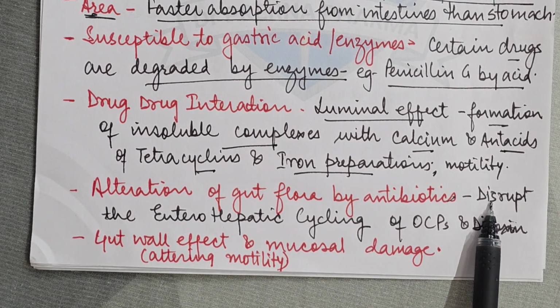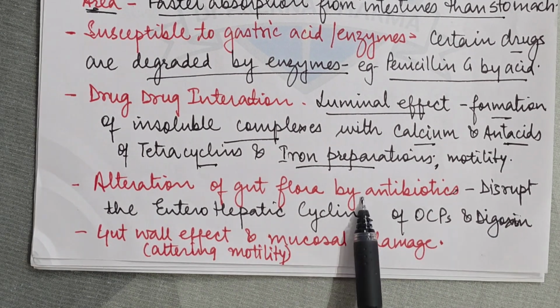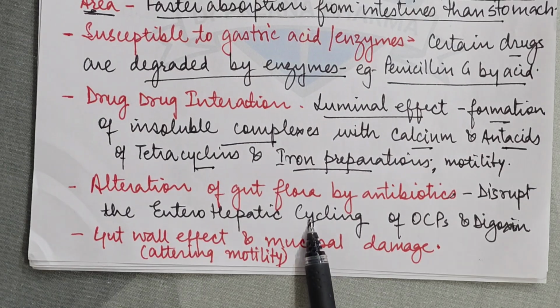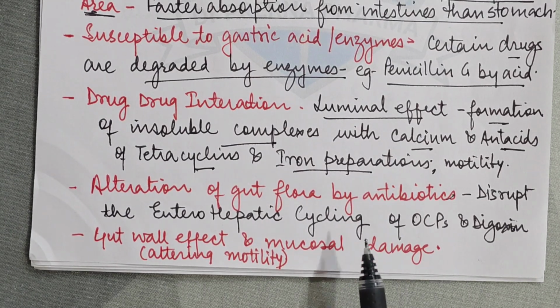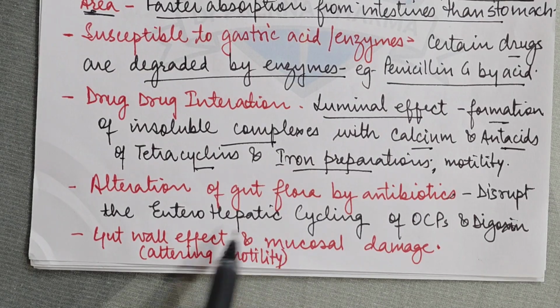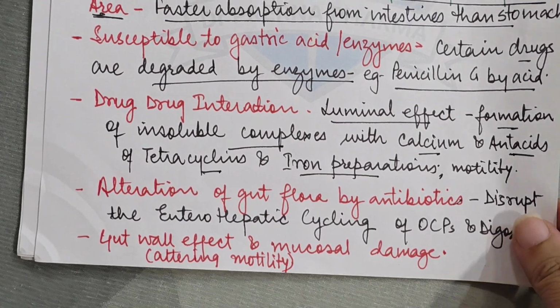So some antibiotics, they disrupt the enterohepatic cycling. By altering the gut flora, we actually interrupt the enterohepatic cycling. Like OCPs, digoxin, these drugs, they metabolize by enterohepatic cycling, and this can be disrupted. Then other effects are gut wall effect or mucosal damage, which can be caused by drugs, and thus they interfere in the absorption of other drugs.